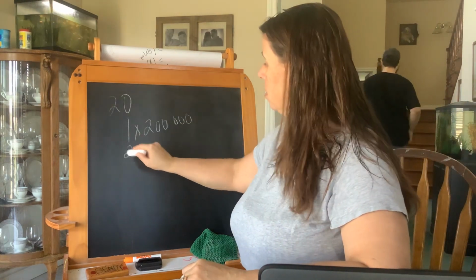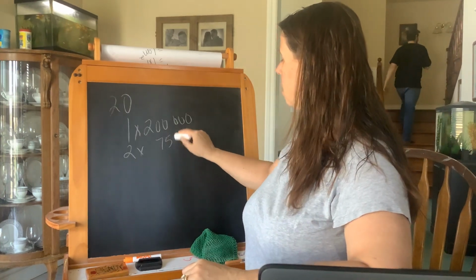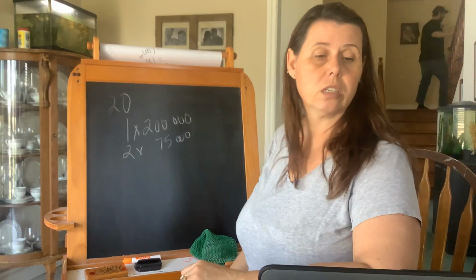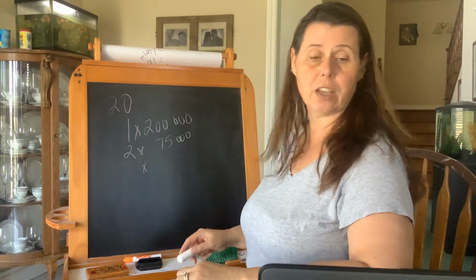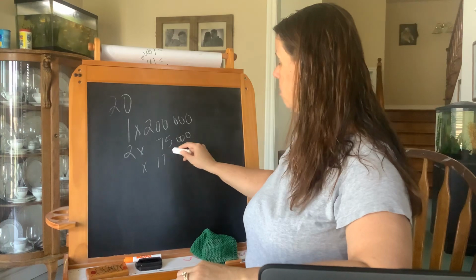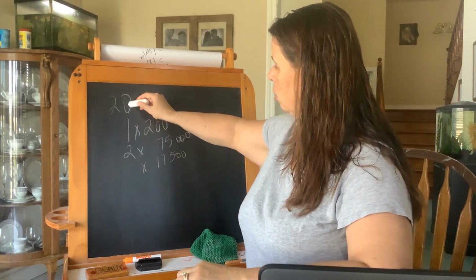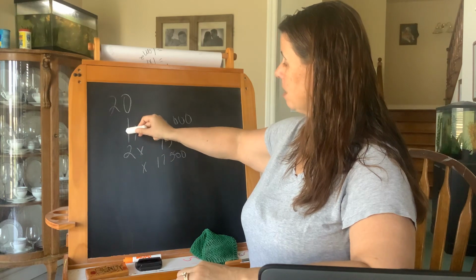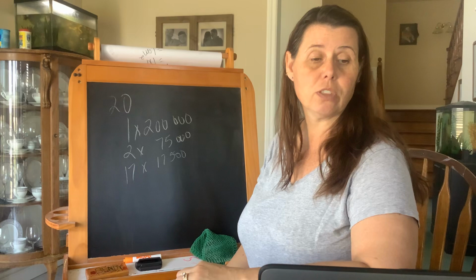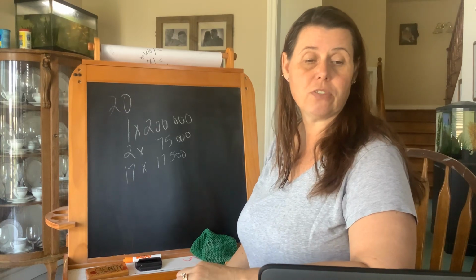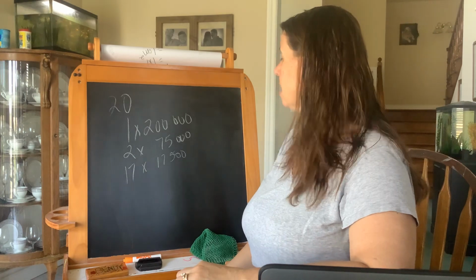2 people have salaries of $75,000. All of the rest have salaries of $17,500. Okay, so there were 20 total. 2 here, 1 here makes 3, so all the rest is 17. So 17 of them make $17,500.